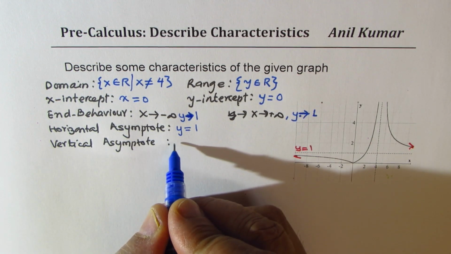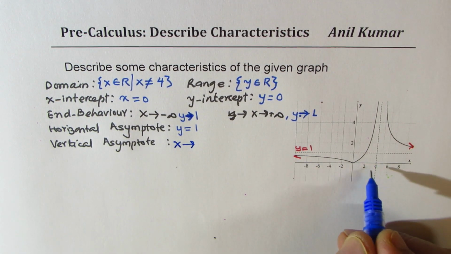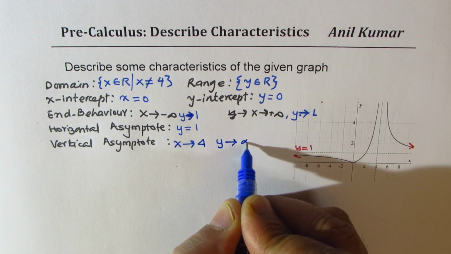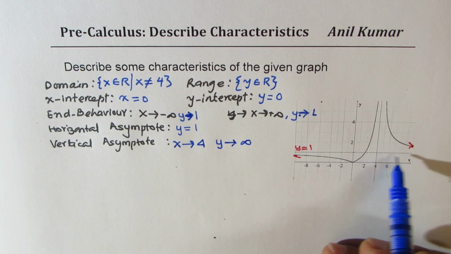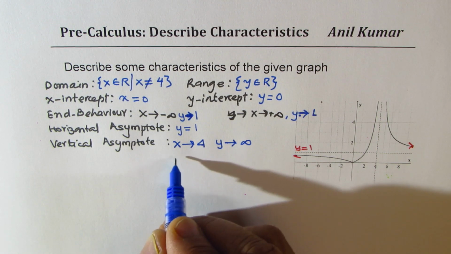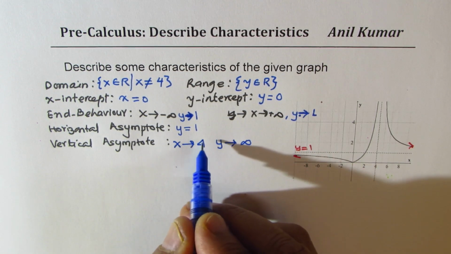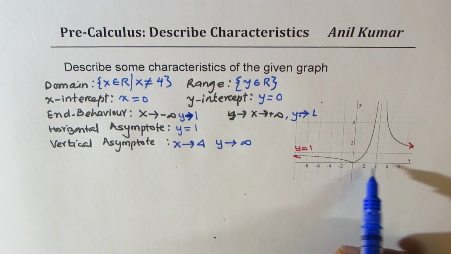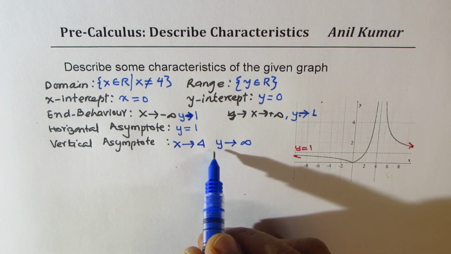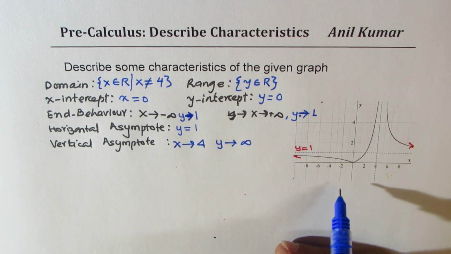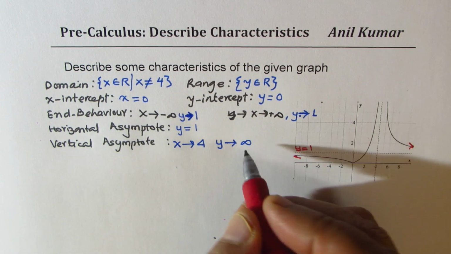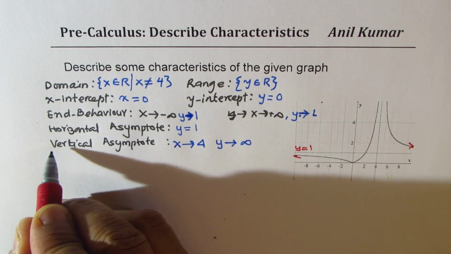Anyway, vertical asymptote is a value which when x approaches that value, in this case, when x approaches 4, you see y approaches positive infinity, right? From the other side also, it approaches positive infinity. So when x approaches 4 from both sides, plus or minus, both sides means from left or right, we see y approaches infinity. So x equals 4 is not in the domain as we have mentioned earlier, but x equals 4 is called the vertical asymptote.